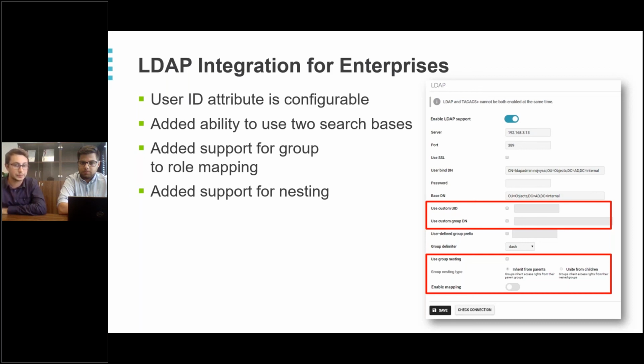And this means that you can basically browse into the LDAP structure and select a group and map it directly to a role in Flowmon, which is very straightforward. It's the easiest way to integrate LDAP. In addition to that, we also added support for nesting, which allows you to have inheritance of permissions based on your parent-child relationships. I will explain that more on the next slide.